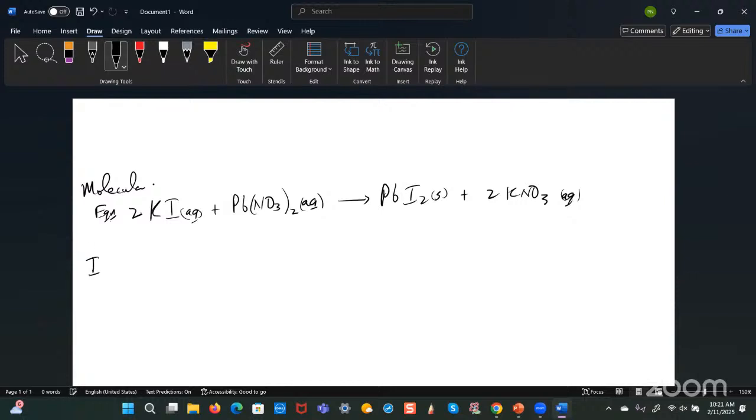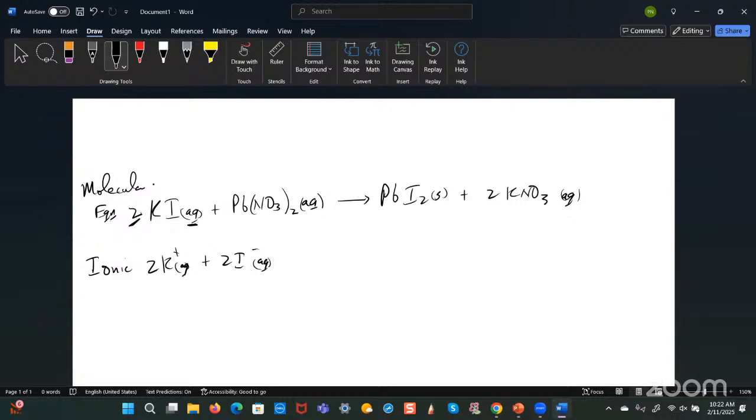Okay, so how do we get from the molecular to the ionic? Now, if you remember what I said earlier when we were dealing with the neutralization reaction, any ionic compound that is in an aqueous solution will undergo complete dissociation. Now, potassium iodide is ionic and it's in an aqueous solution, so we know that that will dissociate to form the ions. But you have to also keep in mind that there's a 2 here, right? So when this dissociates, you're going to end up with 2K+ aqueous plus 2I- aqueous. That's it, as far as the potassium iodide is concerned.